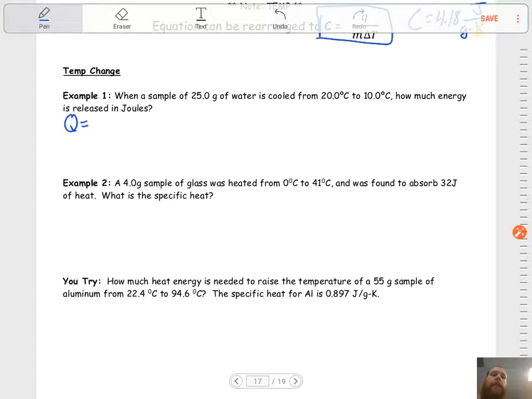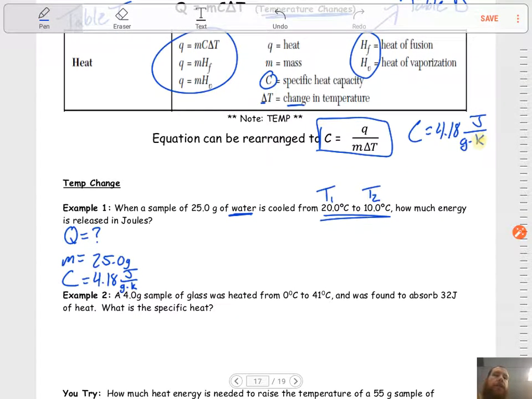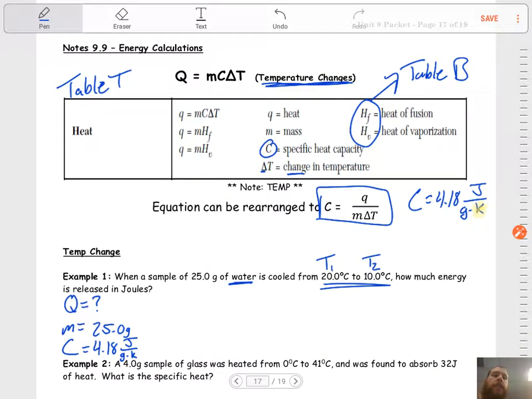So, Q is what I'm looking for. Joules is Q, so that's what I'm looking for. M, I'm given my mass, 25 grams. C, notice it's water, so my specific heat value, I'm going to look on Table B: 4.18 joules per gram times Kelvin. Now temperature, notice I have two temperatures. This is going to be T2, this is going to be T1. Because this is a temperature change, I'm using my Q equals mC delta T formula. So we're focused in the first part of this video on this formula.